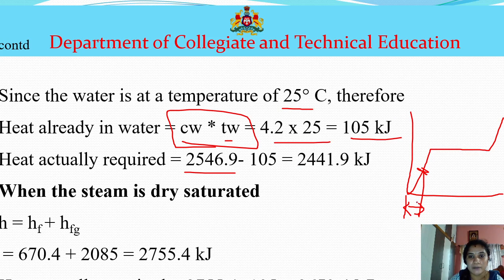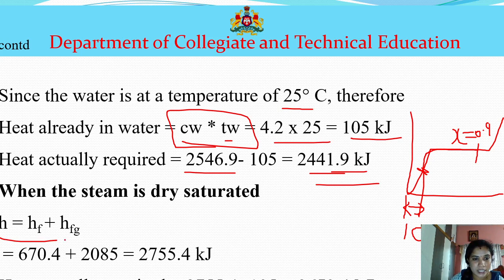But since I'm heating from here, we need to subtract this portion of the heat that is required. So if I do that, this portion is how much? It's 105. So if I subtract that, this is the actual amount of heat that is required to raise from 25 degrees Celsius till it reaches the value X equals 0.9. So I think you have understood the concept, why we are doing it in this manner. So similarly, we are going to continue to solve this problem for the second condition, which is for a dry saturated steam.